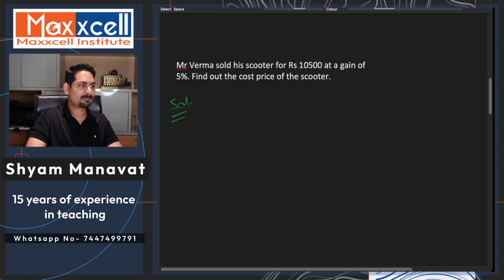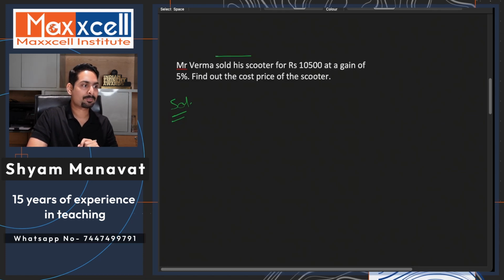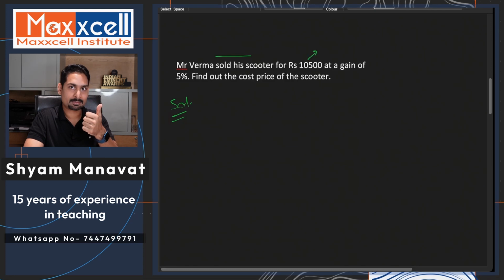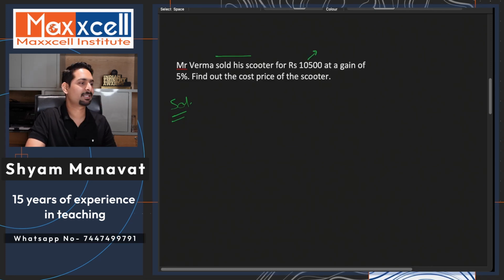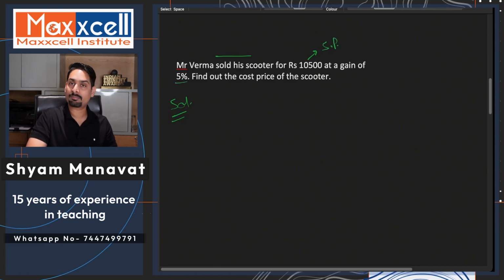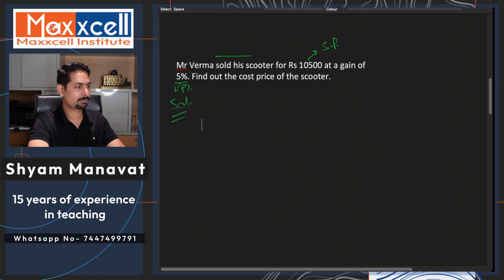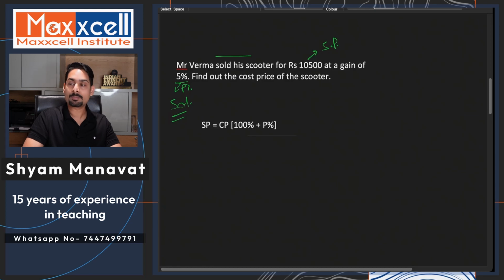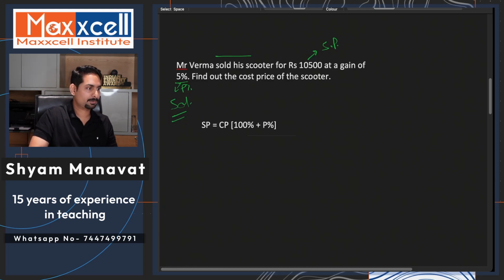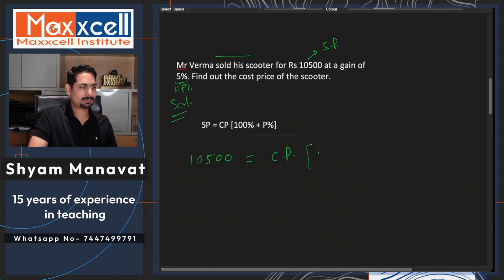Mr. Verma sold his scooter for 10,500. Sold the scooter, that means this price is what? Is it cost price or selling price? Correct, this is the selling price because you're selling the product. And then he gained 5%, so 5% is the gain percent, that is your profit percent. The formula will be the same: selling price is equal to cost price into 100% plus profit percent. So selling price is 10,500. Cost price we need to find out, 100% plus profit percent.